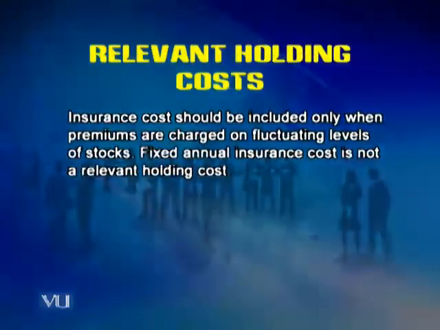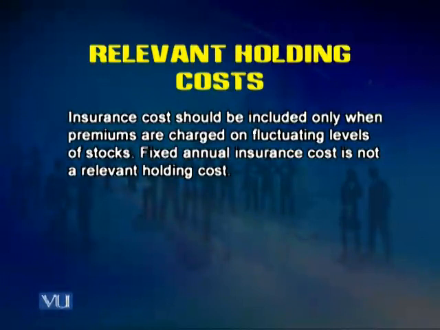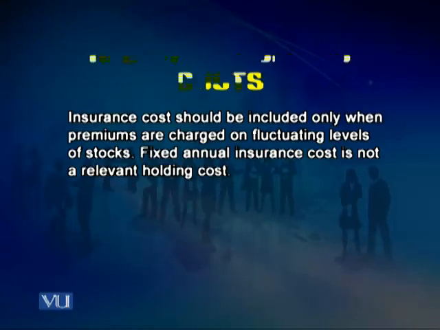If it can be rented out, then it is the opportunity cost, and the opportunity cost should be included as relevant holding cost. Insurance cost should be included only when premiums are charged on fluctuating levels of stock. Fixed annual insurance cost is not a relevant holding cost. Similar principles apply to the insurance cost. The insurance can be of two types. If you have an insurance on risks that are fixed and you have to pay an annual premium regardless of the level of inventory, that is a fixed insurance cost, and it will not be relevant.